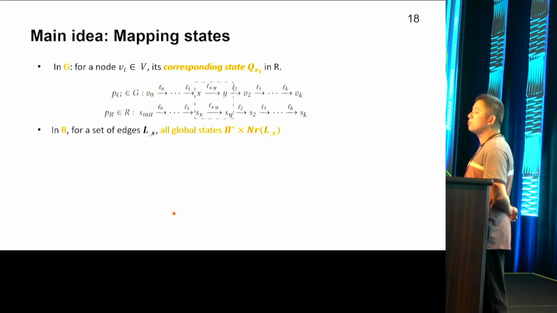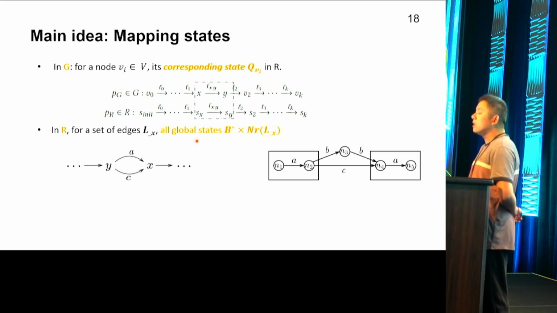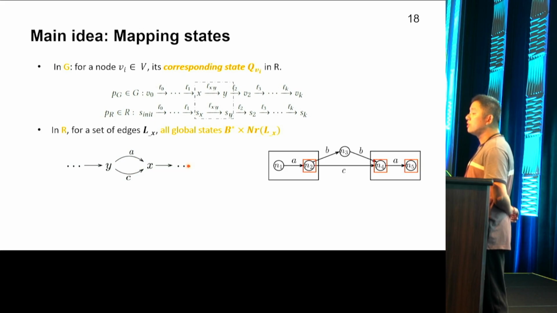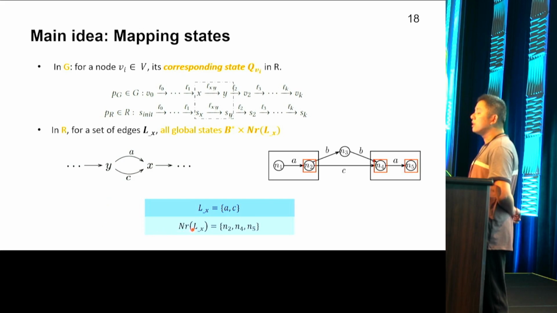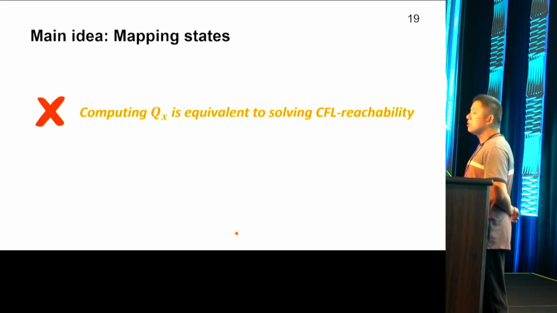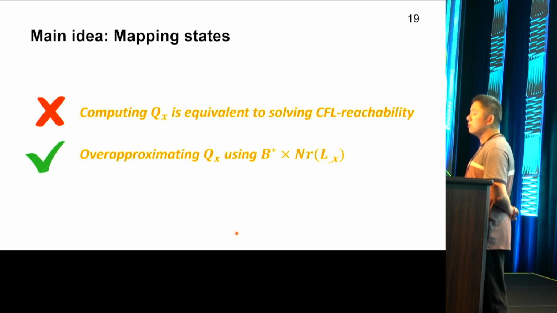Our technique is a graph pre-processing technique. What we do here is that based on the edge labels, we can obtain all possible states in the recursive state machine introduced by this notation. Specifically, given edge labels in this example A and C, we can find all possible target states in the recursive state machine. In this case, we have this set NR, which contains N2, N4, and N5. As I mentioned, we cannot compute the ground truth, which is Qx, but instead we can over-approximate Qs using the notation defined in the previous slide.